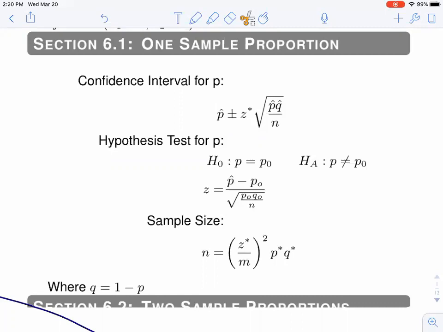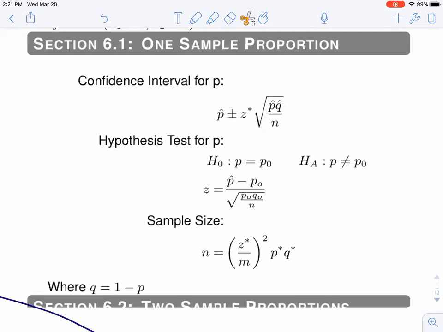To calculate your z, it behaves the exact same way, right? How far is your sample proportion from your hypothesized proportion, taking into account the standard error. Notice that this square root is different from this square root. So we didn't have that in the means problems. In the means questions, whatever was here in the confidence interval was down here in your t, right? But now for proportions, they're slightly different.